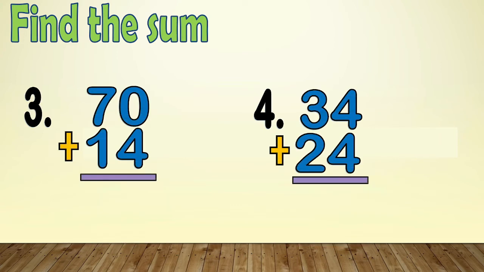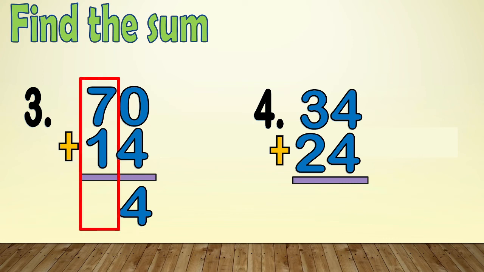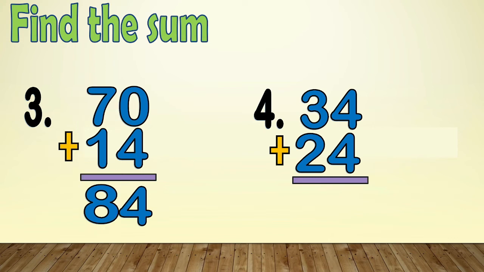Number 3. 70 plus 14. We start by adding the digit in the ones column. 0 plus 4 equals 4. Then, add the tens column. 7 plus 1 equals 8. The final answer is 84.